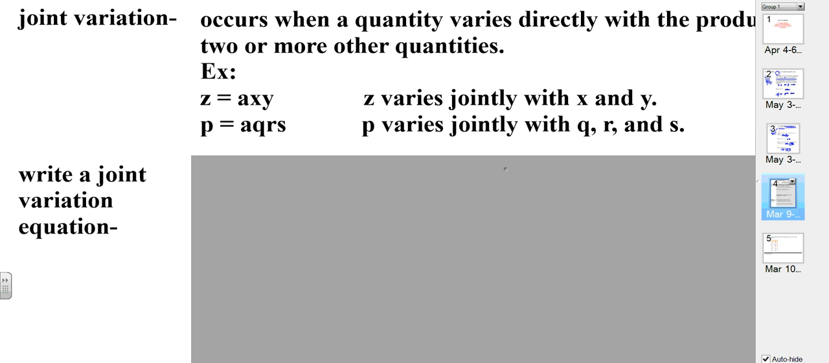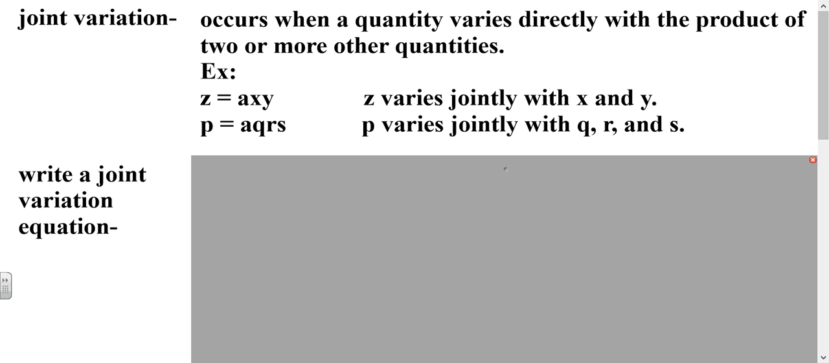Another type of variation that we have not seen yet is called joint variation. Joint variation is a type of direct variation. You'll notice that it says that it varies directly, so that means that all the numbers are going to be multiplied together. That's why it says the product of two or more other quantities. So joint variation is like direct variation with more than two variables, basically. For example, if it said z varies jointly with x and y, then you always have to have an a in your equation because you always need a constant of variation.